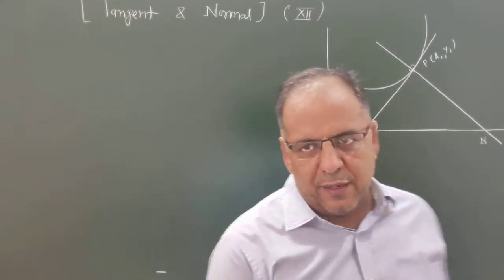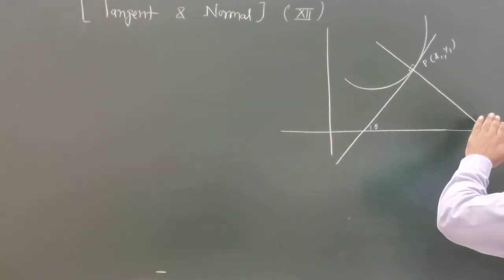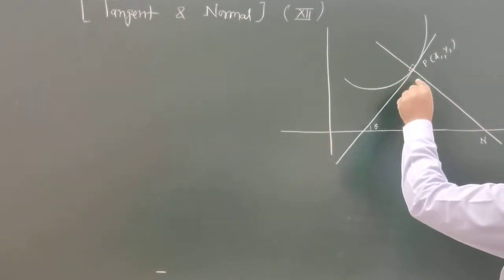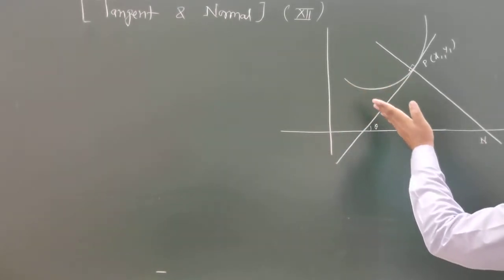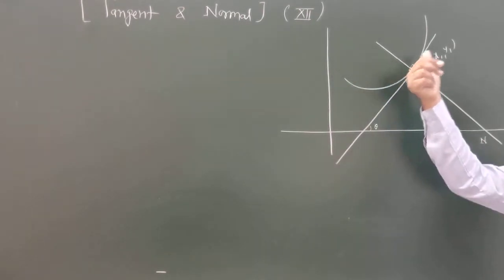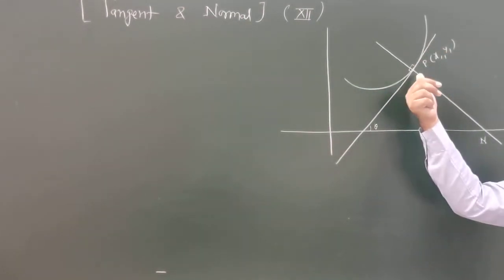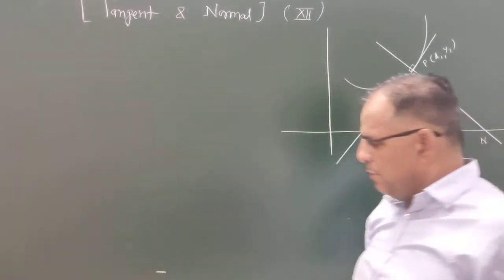Now normal is the line which is perpendicular to the tangent at the point of contact. There are many lines which are perpendicular to the tangent, but only the line which is perpendicular to the tangent at the point of contact is known as the normal. So here PN is the normal.